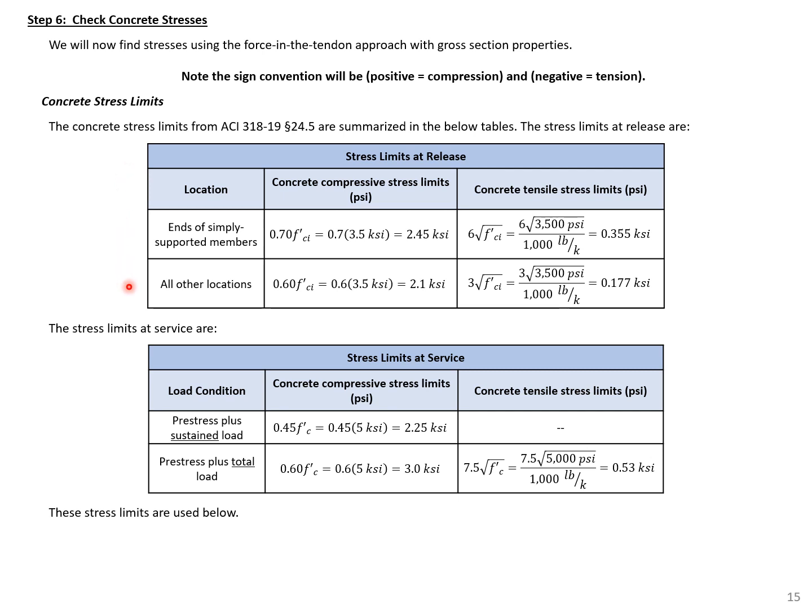So our stress limits at release, our compressive and tensile stress limits at the ends of the simply supported member and at all other locations are summarized in the table for a concrete strength of 3.5 KSI or 3,500 PSI. Our stress limits at service are summarized here. We have our compressive and tensile stress limits due to our sustained loads and due to our total loads. So you can see we need to meet all of the stress limits that are summarized here.